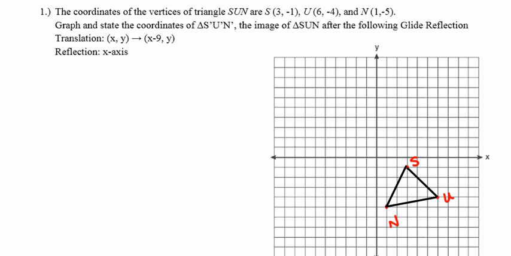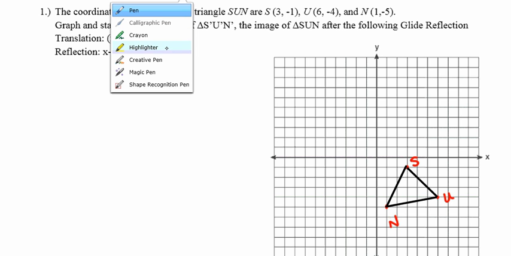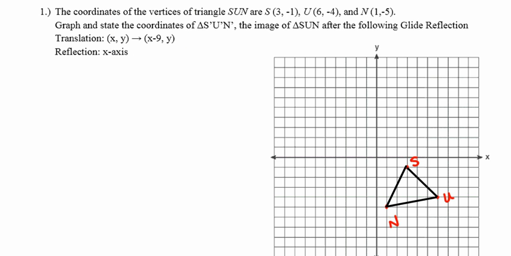And if I take a look at what they're asking me to do here, like anything else with transformations, I have to make sure that I read and follow the directions. It's asking me actually to do two different things in this question. The first thing that it's asking me to do is graph. And the second task that they're giving me here is to state the coordinates. So I have to make sure I follow directions and do both of those things.